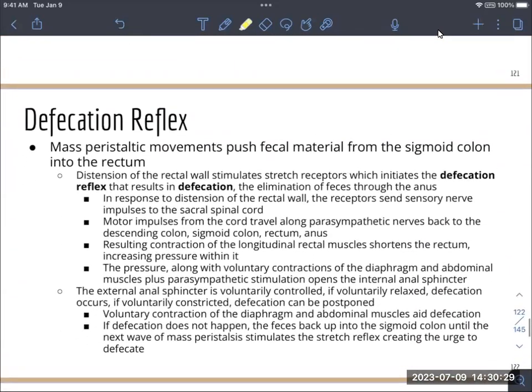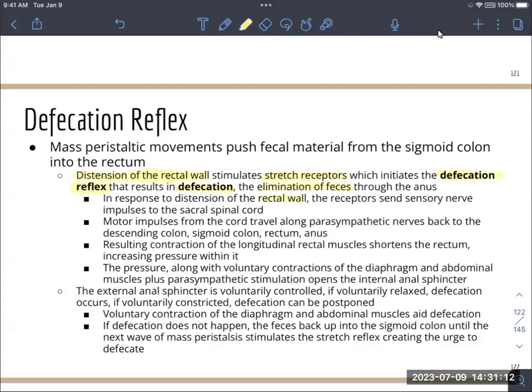So this defecation reflex, what is happening when it's time to defecate? These peristaltic waves keep moving this fecal material through the colon, through the sigmoid colon. They start to push it down into the rectum. This pushing of this fecal material into the rectum causes this rectal wall to distend. It gets larger. It starts to stimulate stretch receptors. And that starts this defecation reflex that will result in defecation or that elimination of feces.